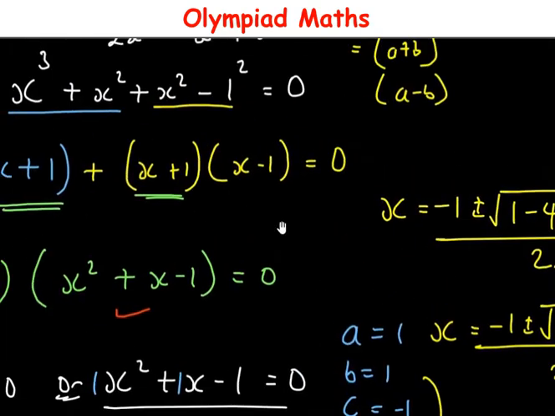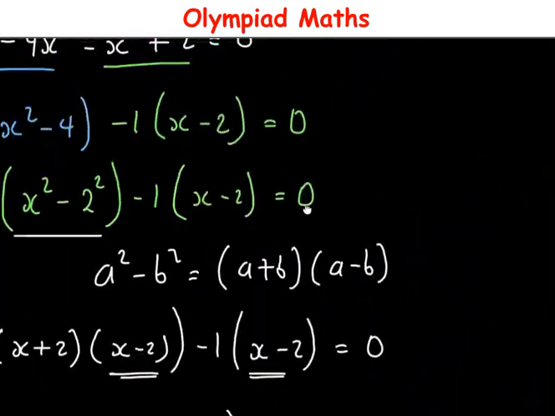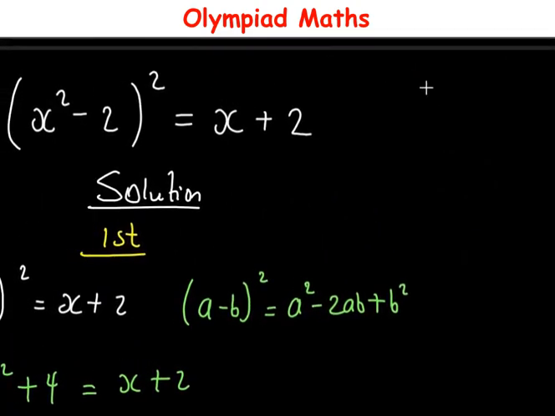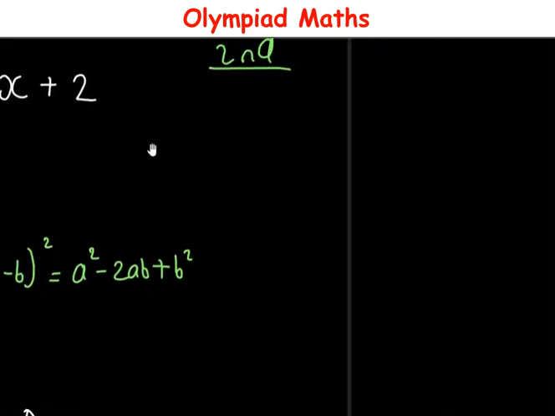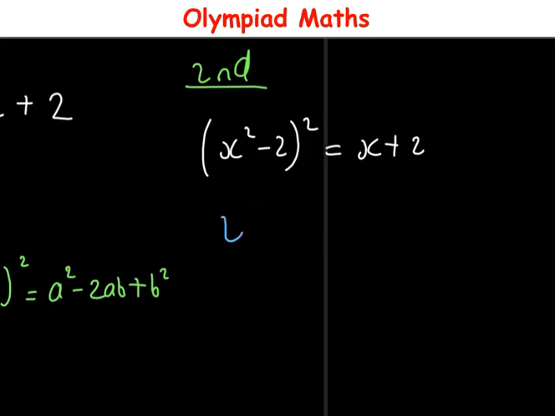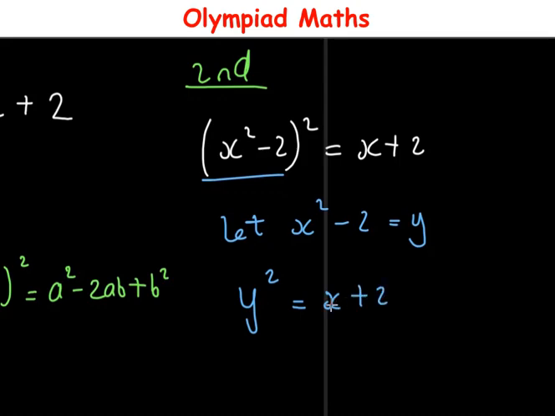So for the second method, we have this equation in brackets: x squared minus 2, all raised to power 2, equals x plus 2. So with this, we are going to say let x squared minus 2 equal y. So this is equal to y, and this equation then becomes y squared is equal to x plus 2.